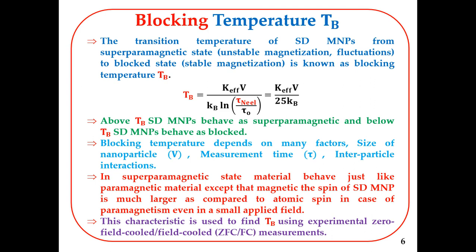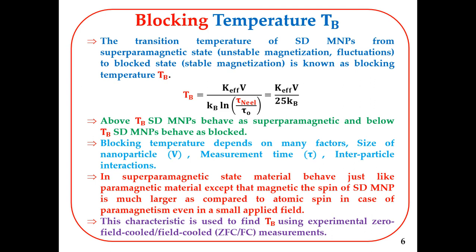So KV is the constant. K effective is the property of the material, nanoparticles, and V is the volume of the particles. So TB changes with the volume. If we have large particles, we have a high TB, and if we have small particles, we have a small TB. The effective anisotropy also changes with the TB and is directly proportional. The blocking temperature depends upon these factors.